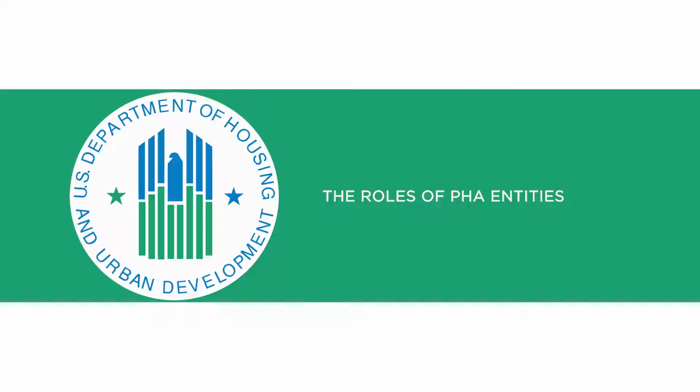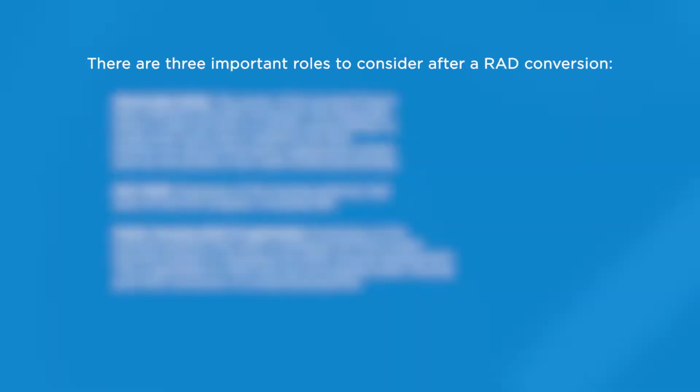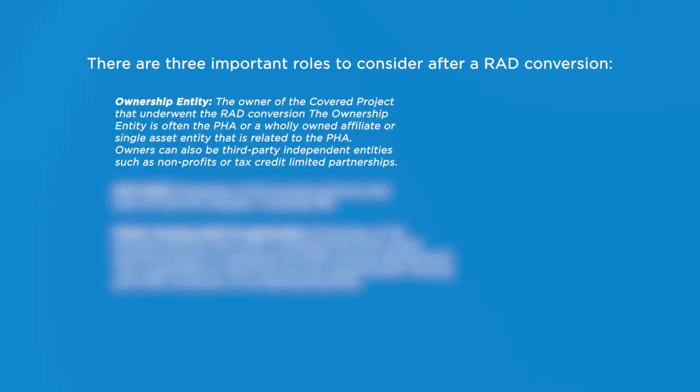The roles of PHA entities. There are three important roles to consider after a RAD conversion. Ownership entity. The owner of the covered project that underwent the RAD conversion, the ownership entity, is often the PHA or a wholly owned affiliate or single asset entity that is related to the PHA. Owners can also be third-party independent entities, such as nonprofits or tax credit limited partnerships.